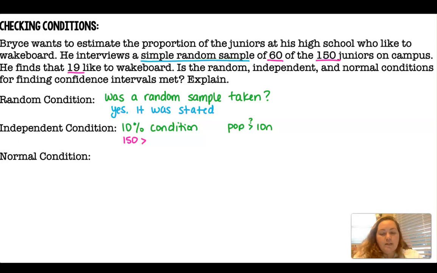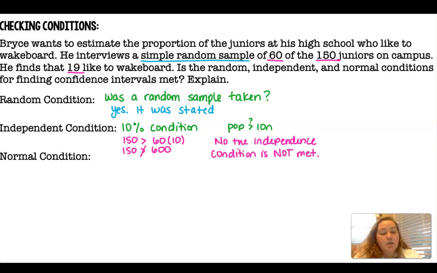So we're checking: is 150, which is the population, greater than 60 times 10, which it is not. 150 is not greater than 600. So that condition is actually not met. A lot of times with this condition, you'll be assuming that it's met. You'll assume there's more than 600 juniors at the school in order to meet that condition so that you can proceed. But I wanted to show you what it looks like when they are not. So no, the independence condition is not met.